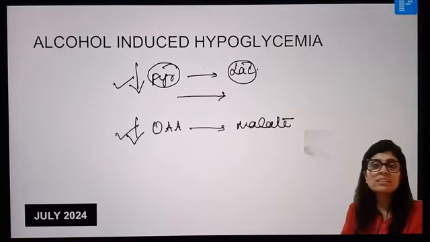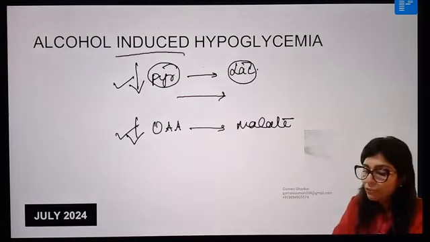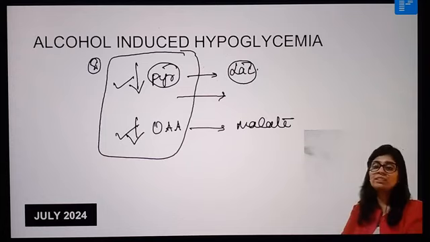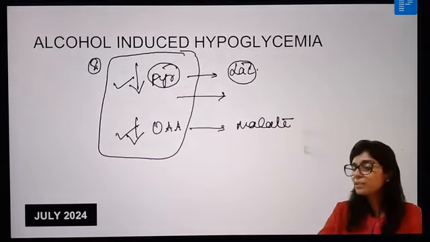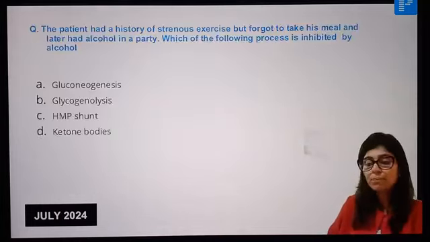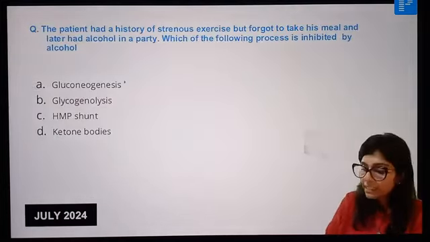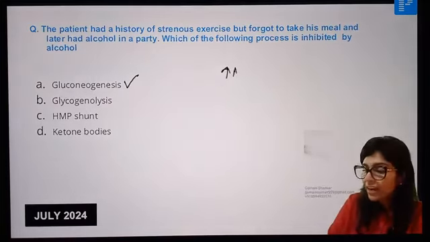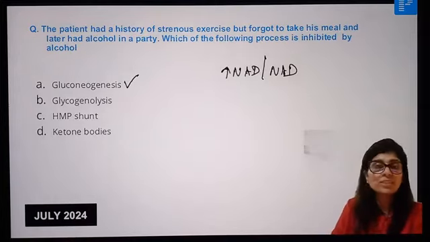Pyruvate and oxaloacetate are the first two intermediates of gluconeogenesis. When the first two intermediates of gluconeogenesis are missing, gluconeogenesis will be impaired. Whenever gluconeogenesis is impaired, plasma glucose decreases. And that is why a chronic alcoholic is prone to develop repeated episodes of hypoglycemia. So please answer, why does a chronic alcoholic present with hypoglycemia? Because of high NADH-NAD ratio inhibiting gluconeogenesis.